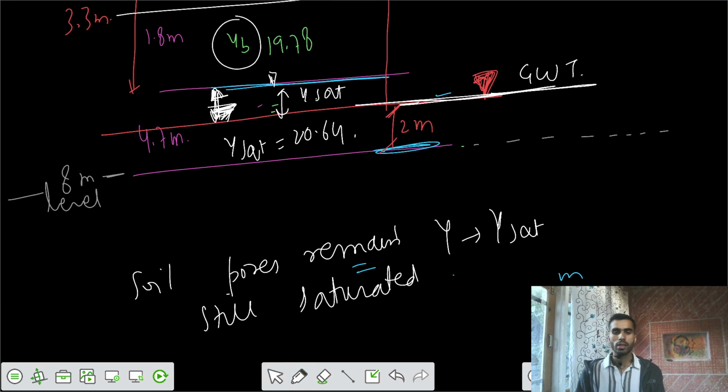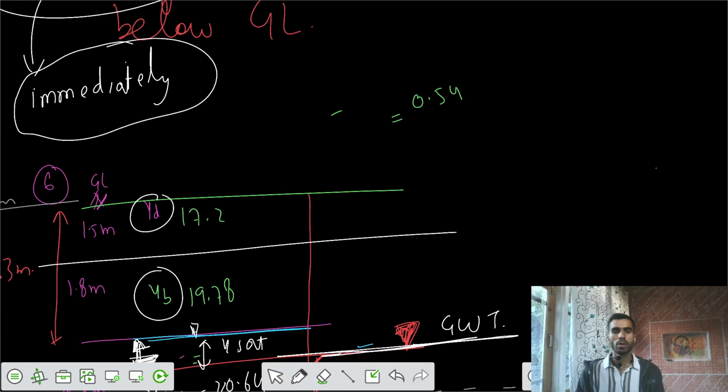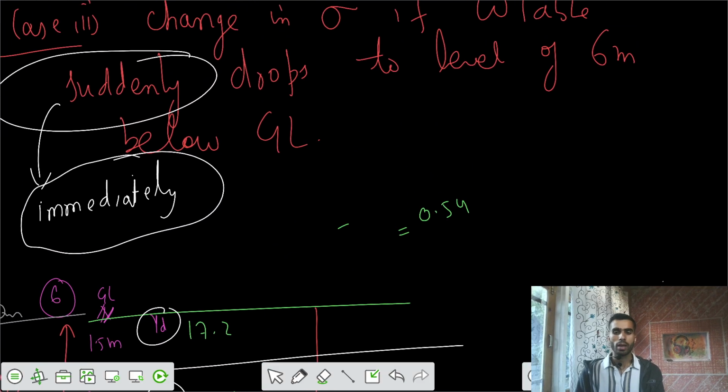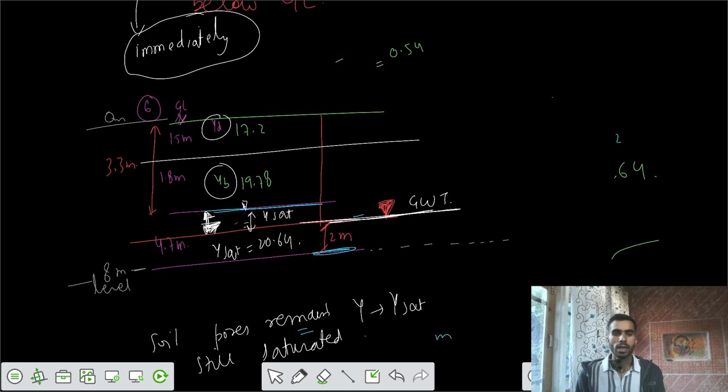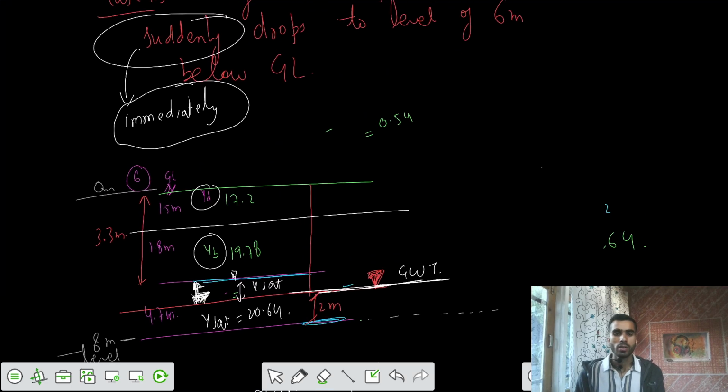Now there's one more possibility if you solve for the long time also. Let's solve for the value of gamma sat. That's the immediate condition. So I would write what is the effective stress. That is actually 17.2. I would write gamma bulk into 1.5 plus gamma bulk.